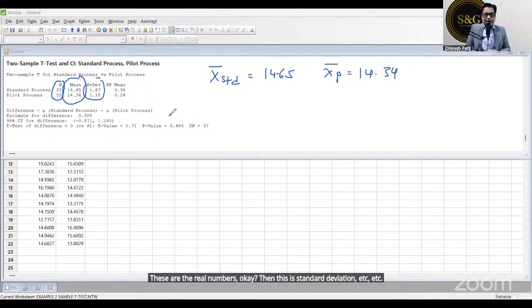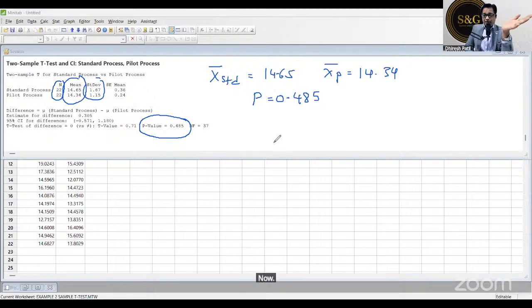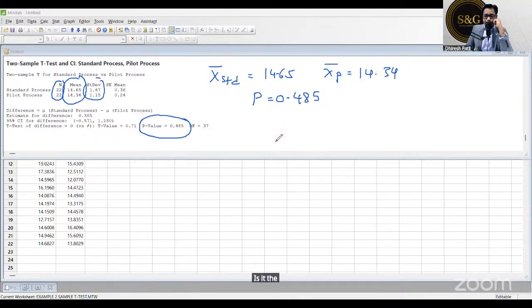But here we are interested in this value called P value, which is 0.485. Now, if P is low, null go, that is our rhyme. So is the P value low? Give me yes or no in the chat box. Everybody give me no, right? No, the P value is not low, it is quite high.